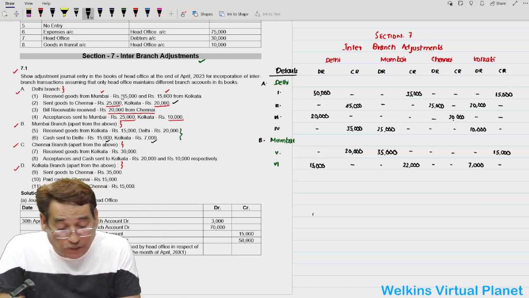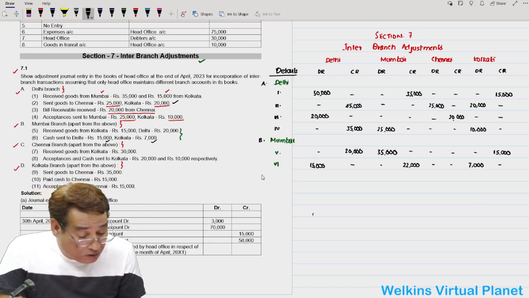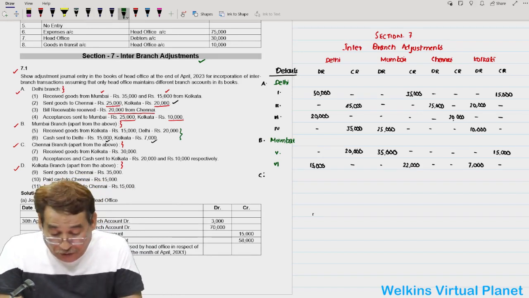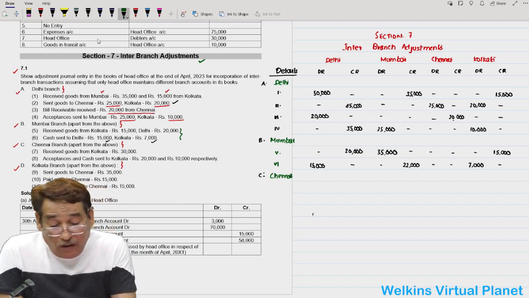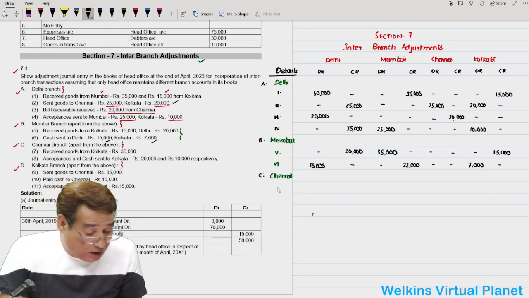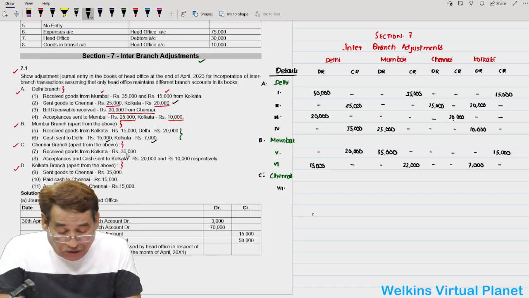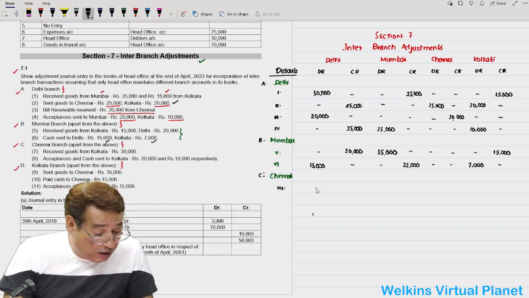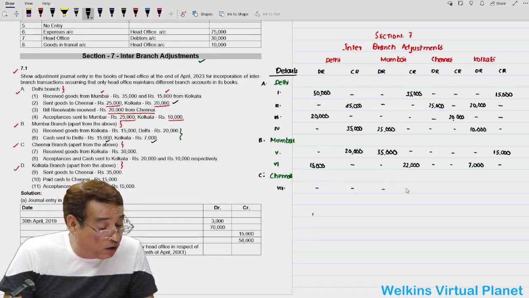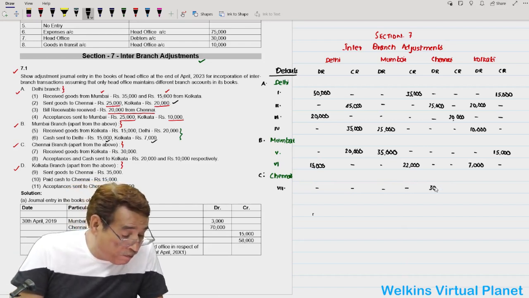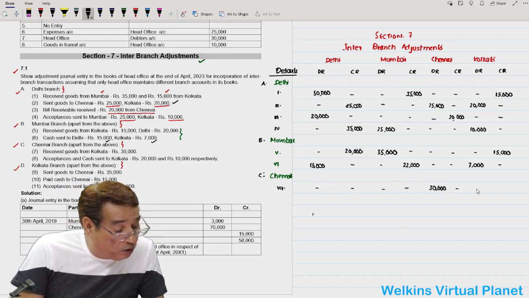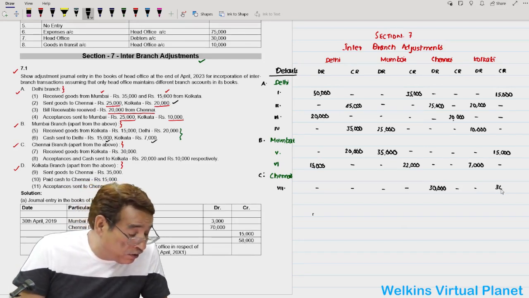So as far as Mumbai branch is concerned, transactions are over. Now we move over to Chennai branch. As far as Chennai branch is concerned, transaction number 7, which happens to be the first transaction of Chennai, receives goods from Kolkata. Chennai branch received goods from Kolkata. So on the debit side of the Chennai branch, I will write 30,000. And on the credit side of the Kolkata, I will write 30,000.